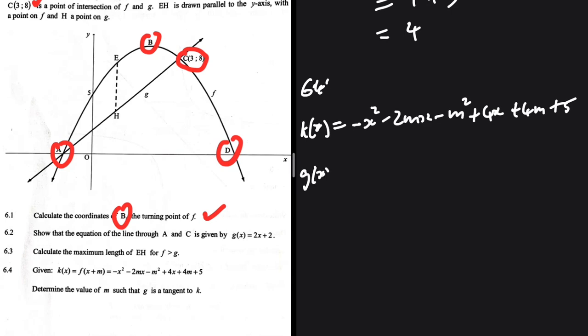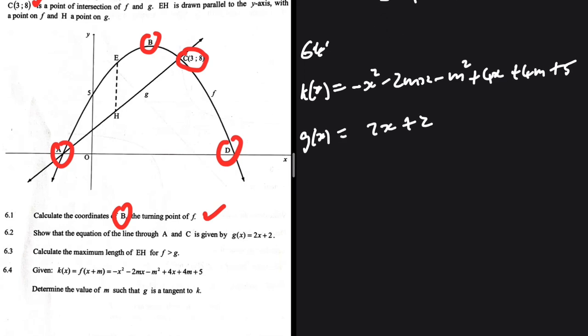So g of x is a tangent. g of x is equal to 2x plus 2. So the first thing that we're going to do here, we're going to say that k of x is equal to g of x. That is the first thing that we're going to do. k of x is equal to g of x.